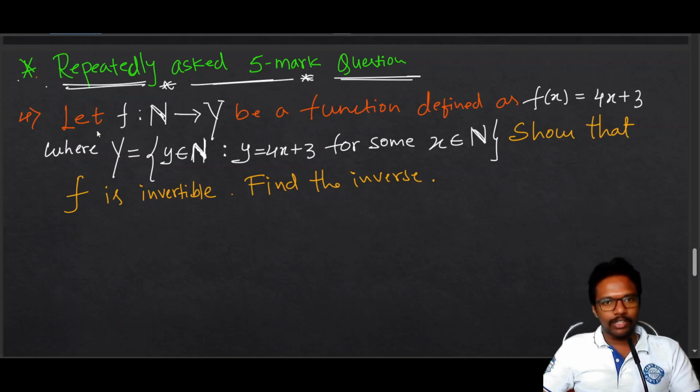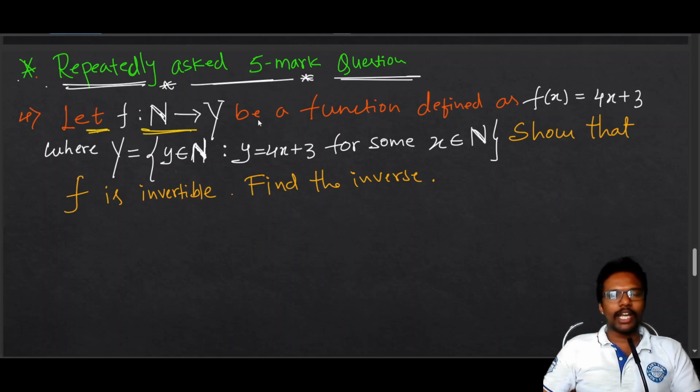Here the question says, let f be a function from natural numbers to Y. Here the natural numbers are the domain, and capital Y is the codomain. Natural numbers, as we all know, contain 1, 2, 3, 4, 5, 6 and so on. Capital Y, we still don't know what it denotes. Further on they have mentioned what this Y denotes. So this is a function from natural numbers to Y.